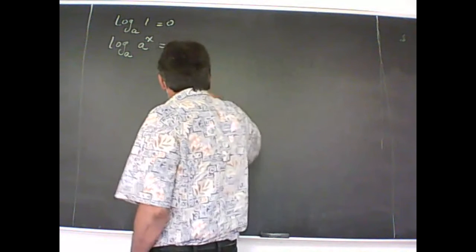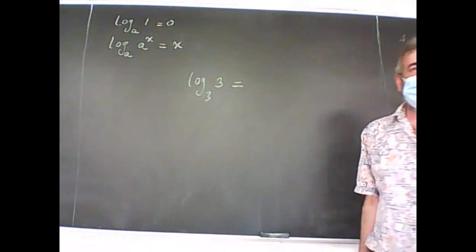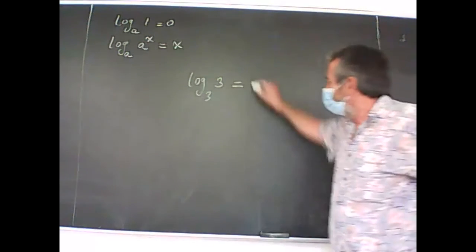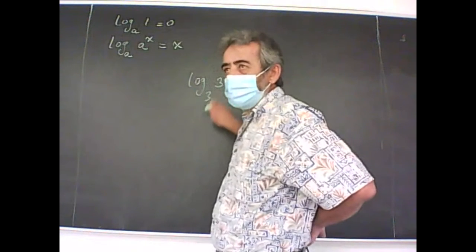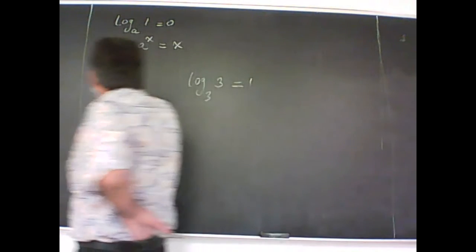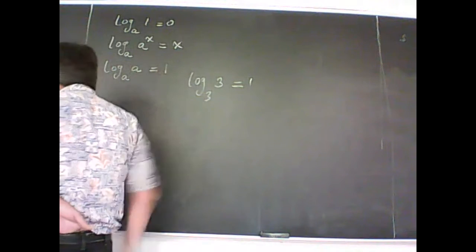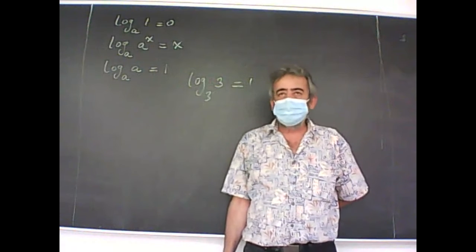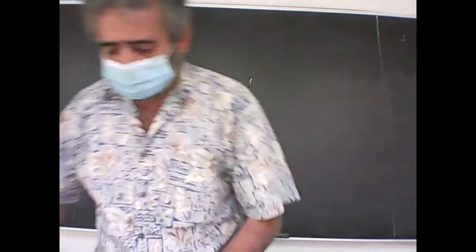Now let's do this. What's log base 3 of 3? One. Again, if the argument and the base are the same, the answer is always 1. So log base a of a equals 1. That applies to all logs, whether it's a natural log or common log. It also applies to both of these.